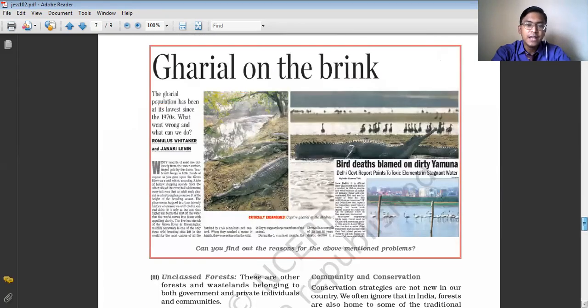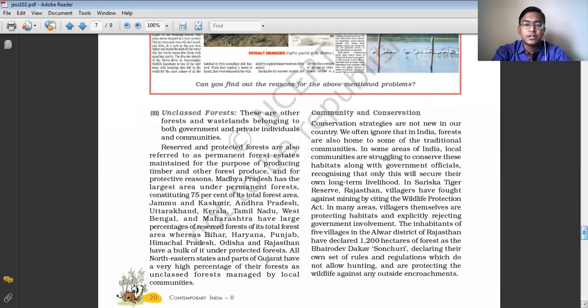The third category of forest according to their importance is the unclassed forest. The unclassed forest basically includes the other forest cover, which belongs to both the government and private communities. So these are the other forests and wastelands belonging to both government and private individuals and communities.